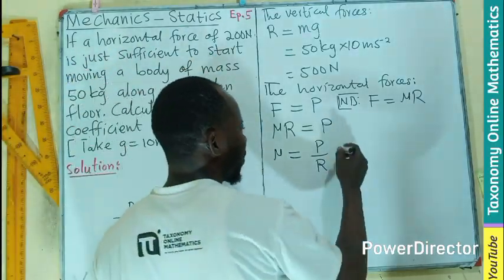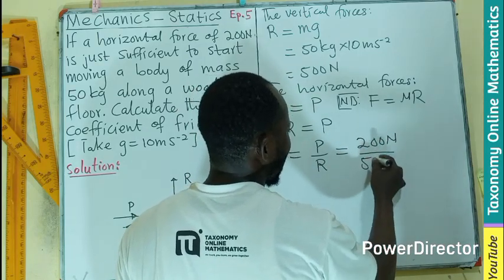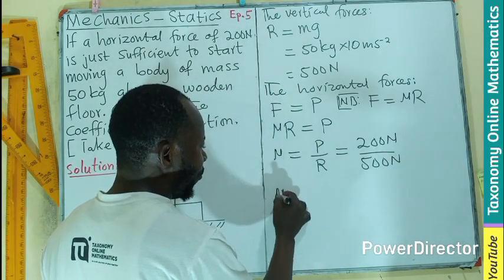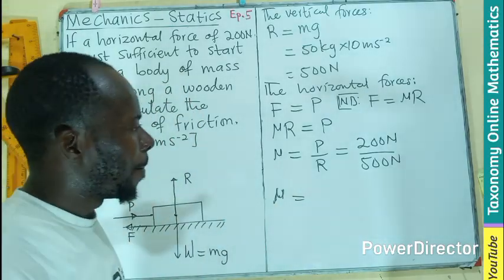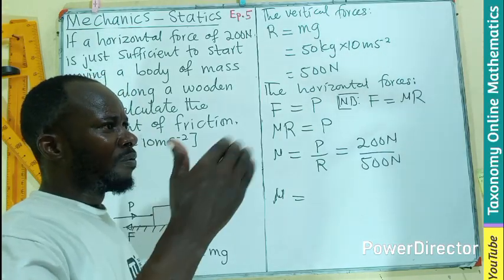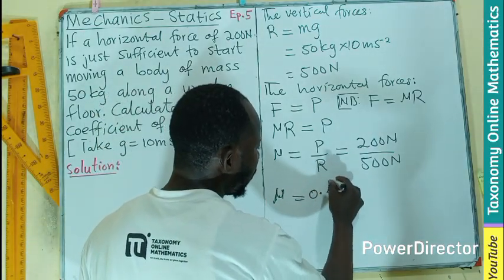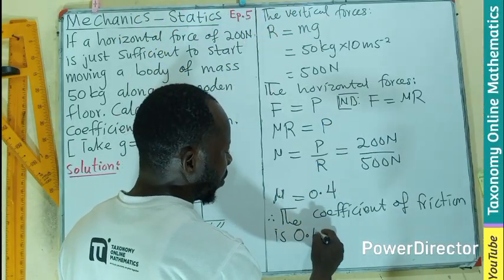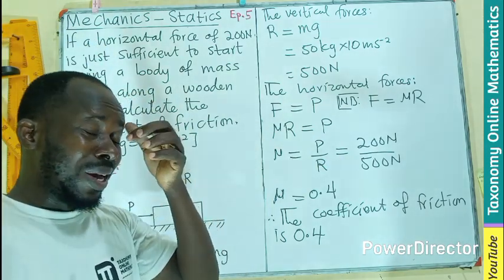And that horizontal force is what? 200 what? Newton. The normal reaction is what? 500 what? Newton. So your mu, which is the coefficient of what? Friction is going to be 2 divided by 5, right? And 2 divided by 5 will be 4/10, that is 0.4. So therefore, the coefficient of friction is going to be 0.4. It is dimensionless. It has no dimension because the Newton divided by Newton will give us what?